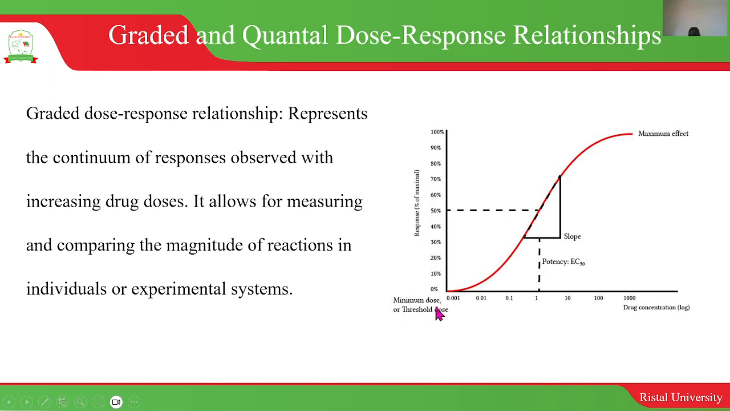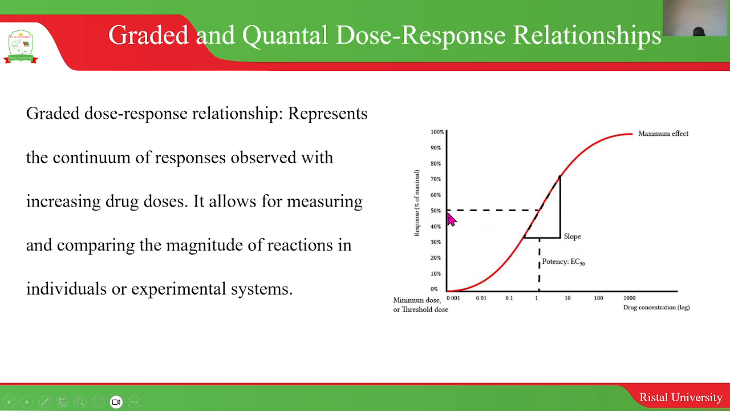Okay, so here again we have the minimal dose or the threshold dose. Here we have the dose response, the maximal response in terms of percentage, 0%, 10%, which is graded. Here we also have the logarithmic drug concentration. We can see the logarithm increasing from 0.01, and it goes on. And again here is the slope. This slope gives the graded dose response relationship when we calculate it.